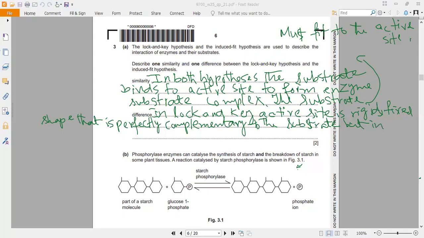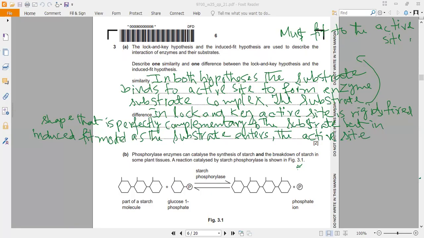But in the induced fit model, as the substrate enters the active site, the active site changes shape slightly to mold around the substrate.